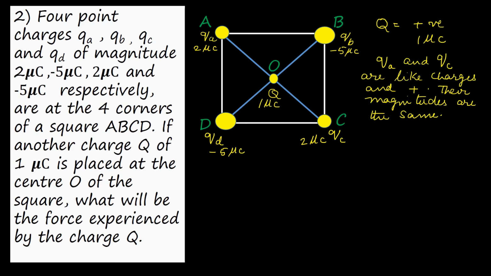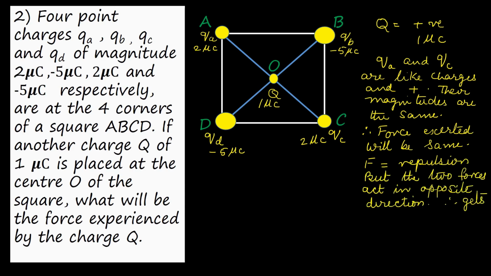The central charge Q is positive and it is 1 microcoulomb. QA and QC are like charges and they are positive. Their magnitude is the same. QC will exert a force on Q along this direction. QA will exert the same force on Q in this direction. Since the charges are same, the force will be that of repulsion. But the forces act in opposite directions, therefore they get cancelled.